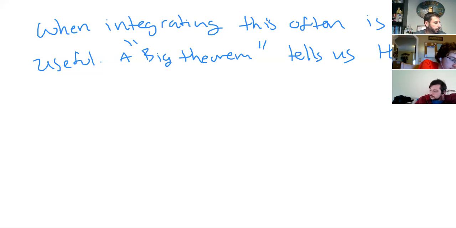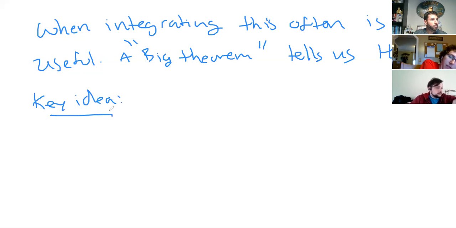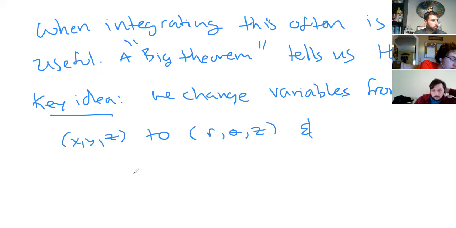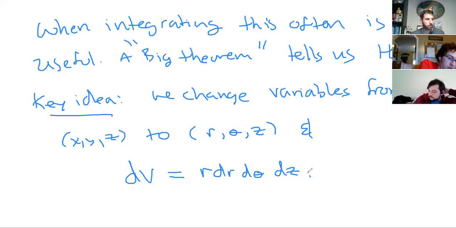Now, I am not going to write down the details of this scary theorem. The details are just not worth our time. We're better off doing examples. So the key idea is we change variables from x, y, z to r, theta, z. And most importantly, what is dV? dV ends up equaling r dr d theta dz. That is the key point. So instead of writing down this scary theorem, you can look it up in the book. They're big, scary theorems. Let's do an example.